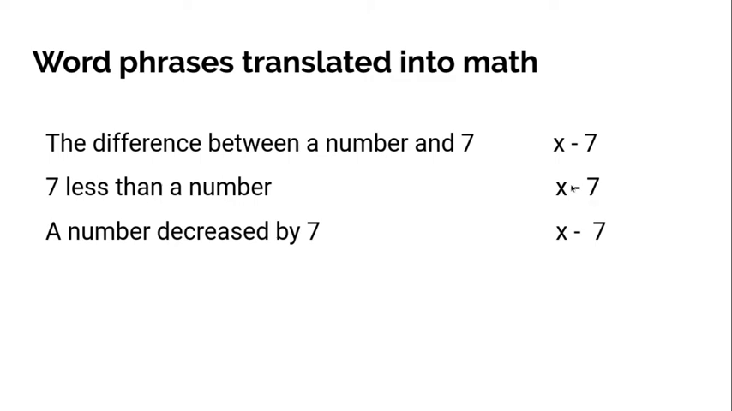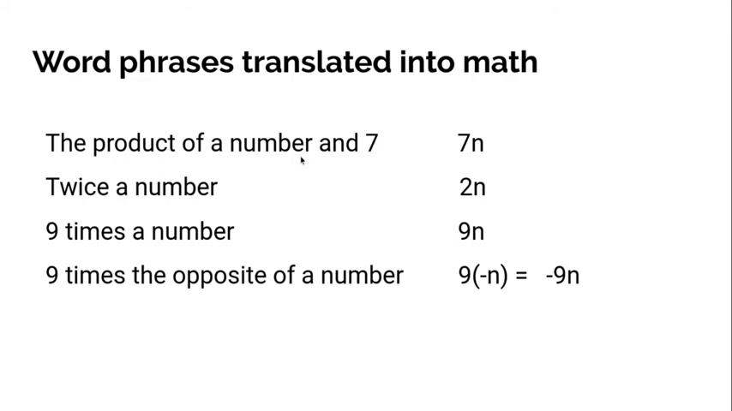Notice how I didn't put 7 minus x, because what we're taking away is 7. This is 7 less, so we have to subtract 7. And a number decreased by 7. Next one, product. The product of a number and 7 is 7n or 7x or 7w, whatever you want to call the variable.